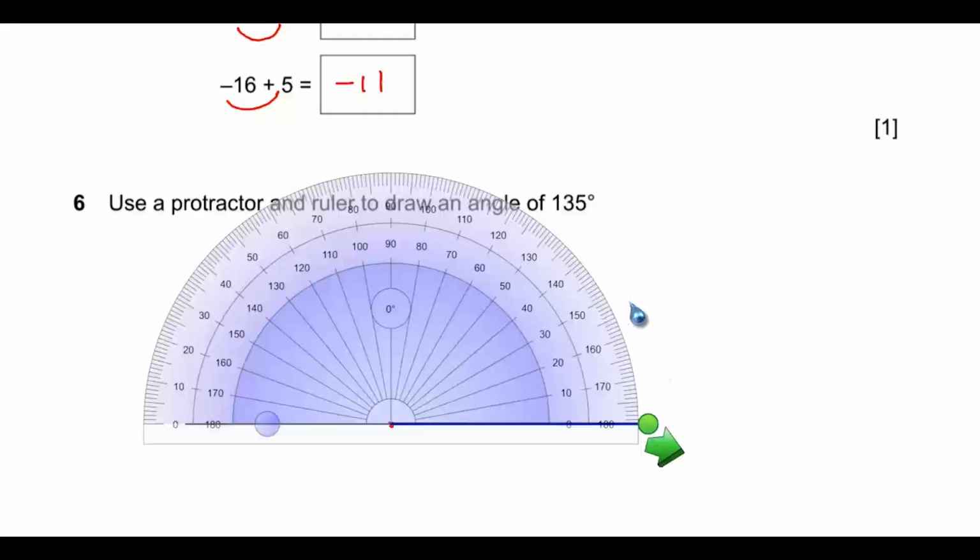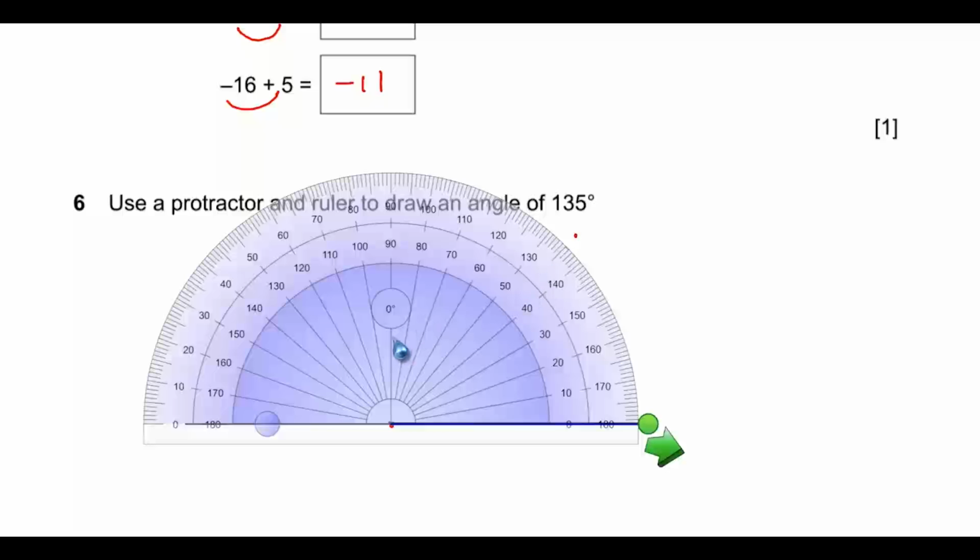Okay, so 135 will be from 0. I'm using the inner reading now. So this will be 0, then up to this place, that will be 135. Then if you want to use the outer reading, it will be from here, 0, then it will be 135. Okay, so you can pick any one. So let's pick this one. Okay, so 135 will be here.